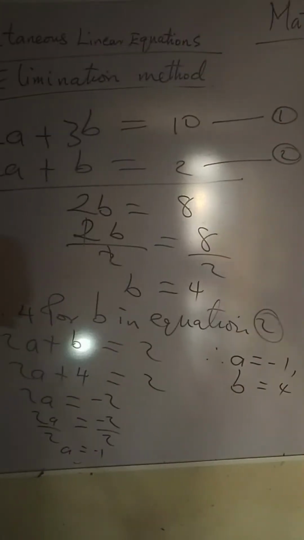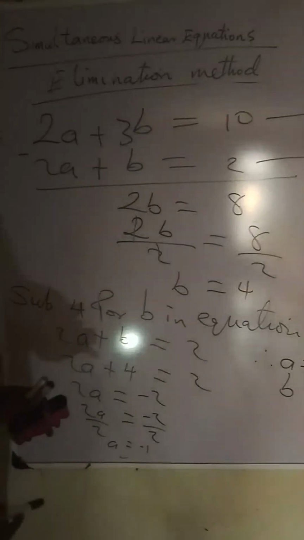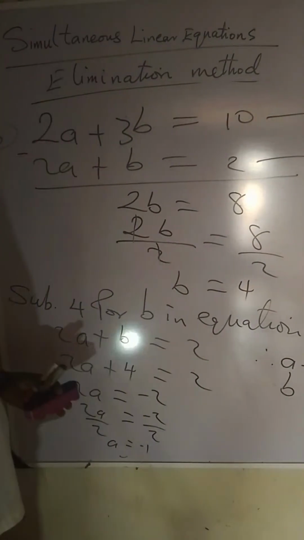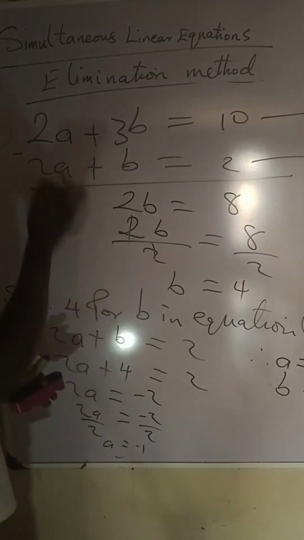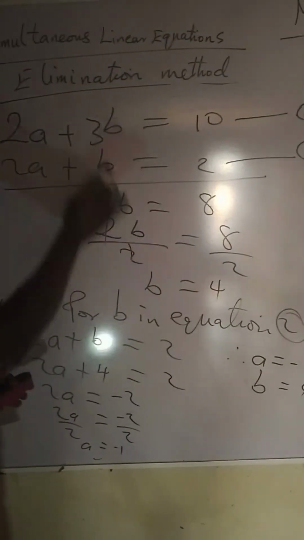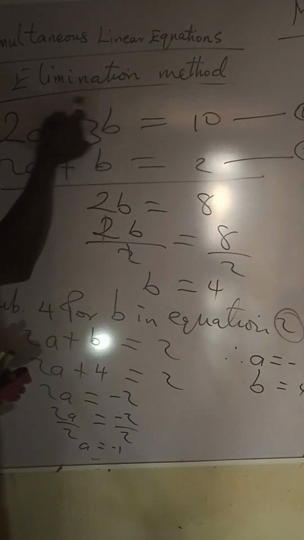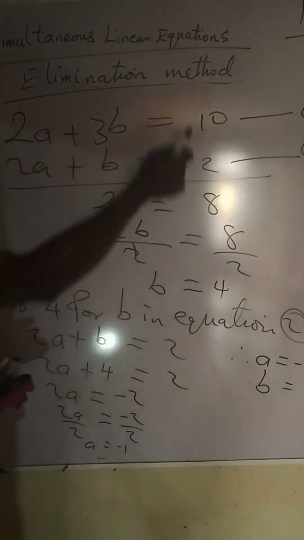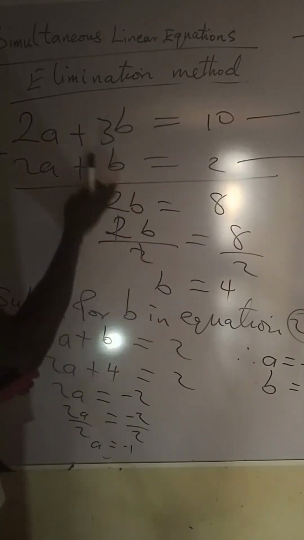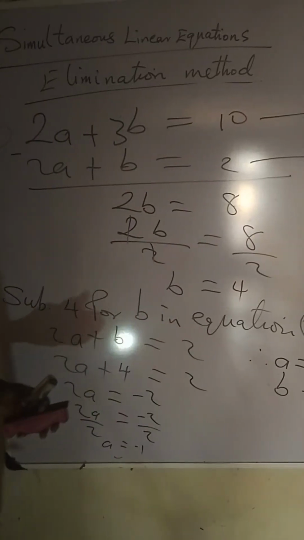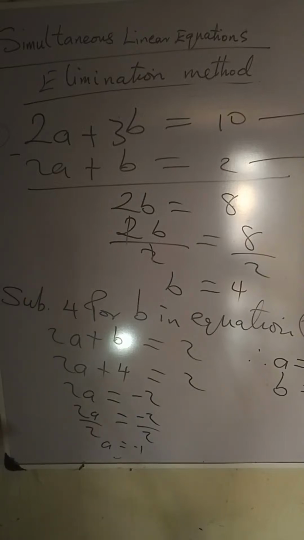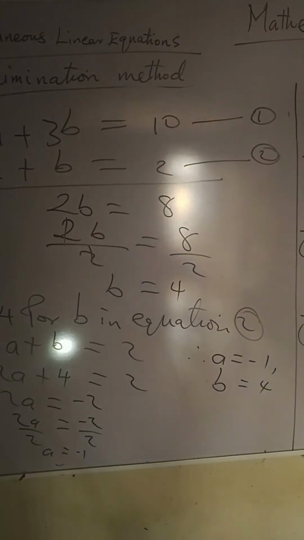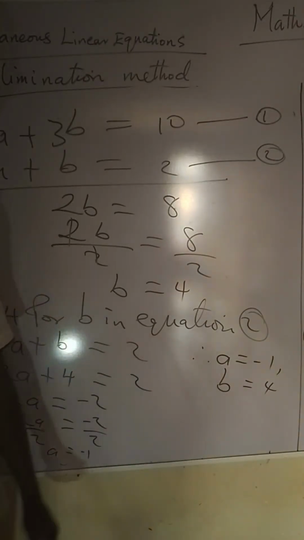If we lift the numbers up here and put minus 1 where we see a, 4 where we see b, what we are going to get on this left hand side will, of course, give us 10. The same thing is applicable to equation number 2. And so in this question number 3, a is equal to minus 1 and b is equal to 4.